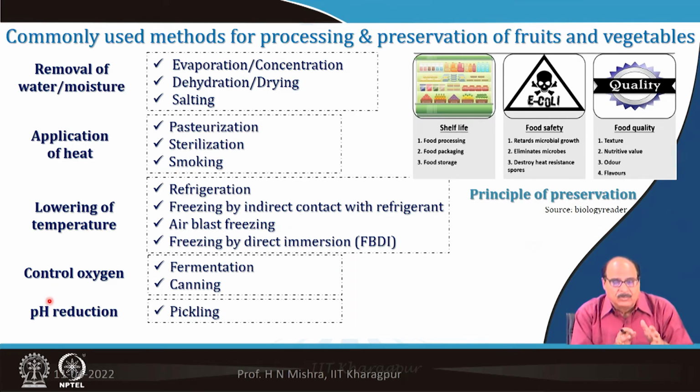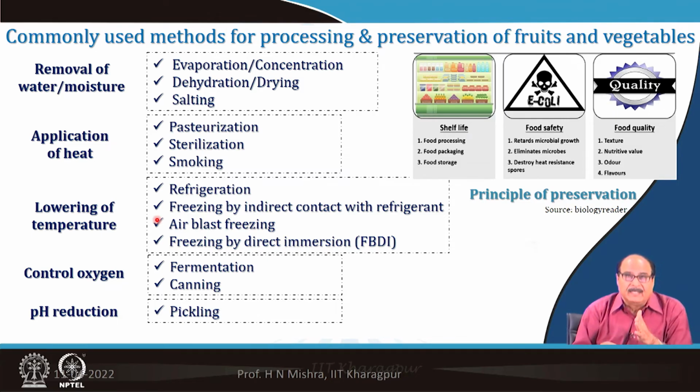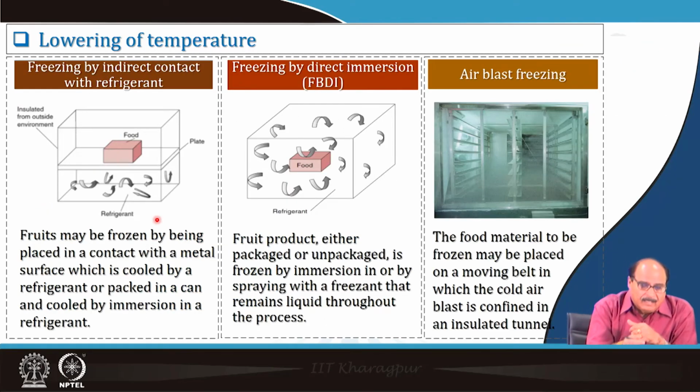So, commonly used methods for processing and preservation of fruits and vegetables include removal of water or moisture like evaporation, concentration, dehydration, drying, salting; application of heat like pasteurization, sterilization, smoking; lowering of temperature like refrigeration, freezing by indirect contact with refrigerant, air blast freezing, freezing by direct immersion; control of oxygen like fermentation, canning, and pH reduction, pickling, etc. And all these methods we will take up in detail, their methodology, concept, and even equipment, in the next classes.